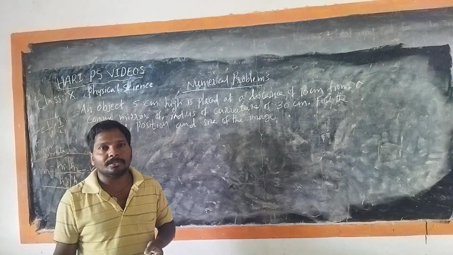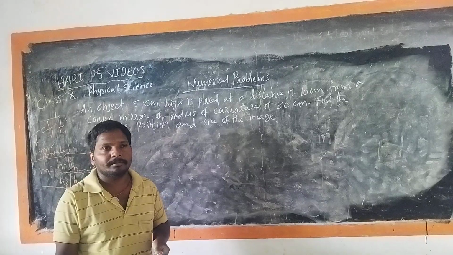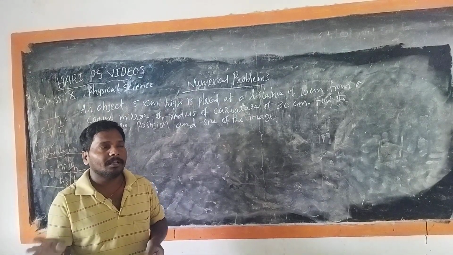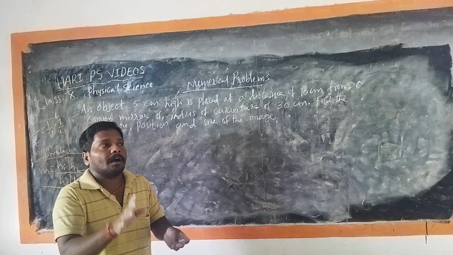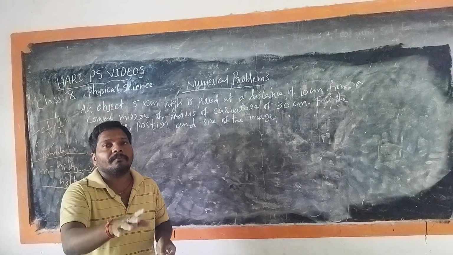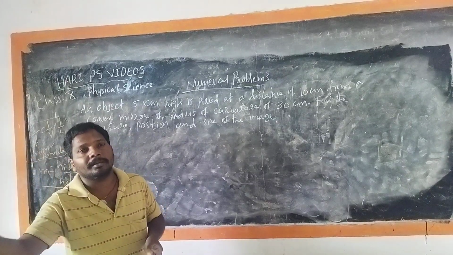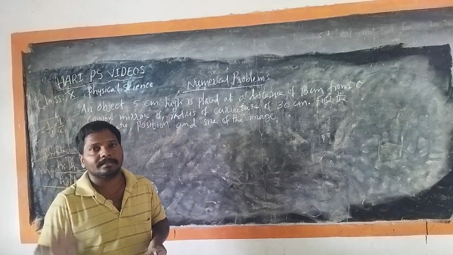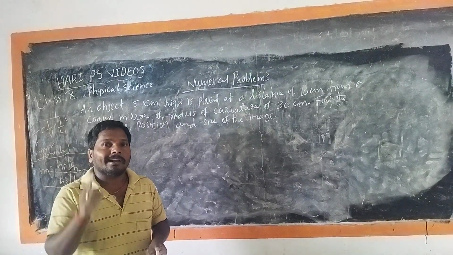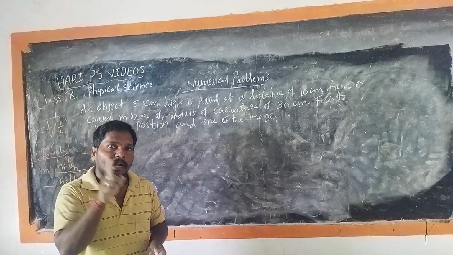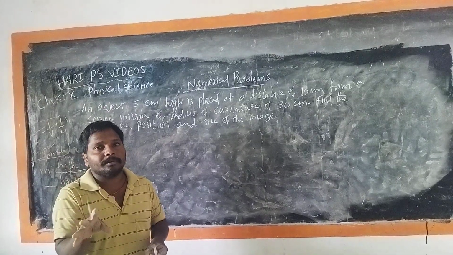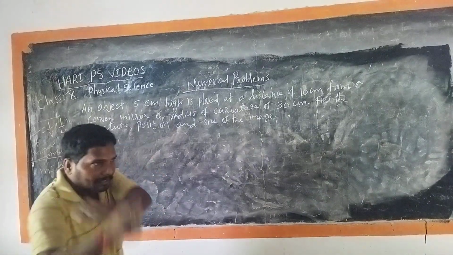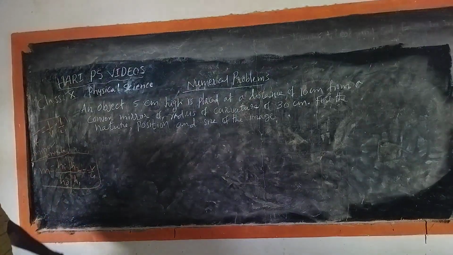Sometimes in an examination question paper, they don't mention concave mirror or convex mirror. They say that if the object is placed in front of a converging mirror at a distance of something. So converging mirror is concave mirror, diverging mirror is convex mirror. Keep these two in mind. So let us do the problem.